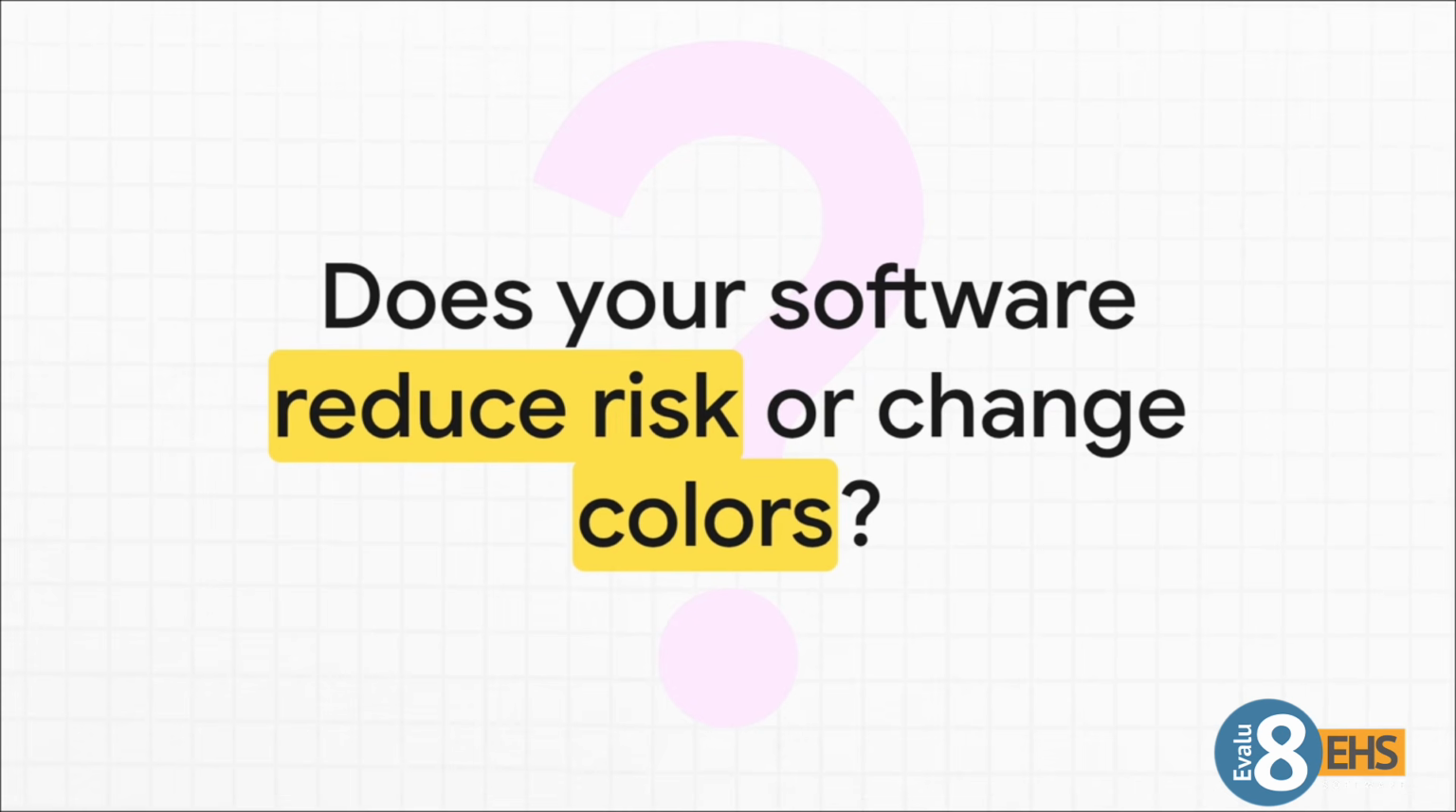I want to conclude this explainer with a provocative question for you to take back to your own operations. Does your software actually reduce risk, or does it just change the color of the matrix? True efficiency isn't just digitizing old paperwork. It's identifying what can genuinely hurt someone and implementing real, trackable controls. I hope this leaves you eager to evaluate your own systems and maybe drive some real change on your factory floor.